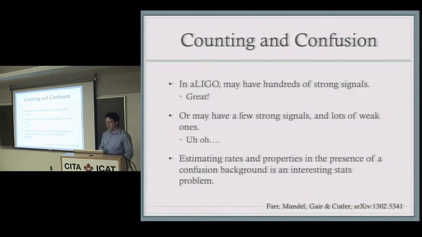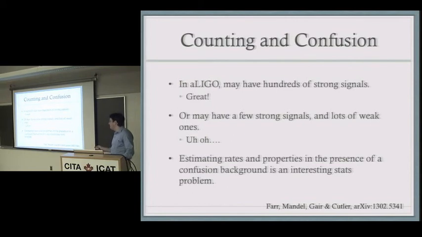Okay, in my last few minutes, I want to tell you now about a second project that's an offshoot of LIGO. I'm going to go through this rather quickly, but I think it's quite a fun connection between LIGO statistics and regular astrostatistics. The basis for this project was looking at those uncertainties in rates and saying, well, in the optimistic case, advanced LIGO may have hundreds of strong signals, and that's great. Problem solved, we're done, analyze those signals to death.